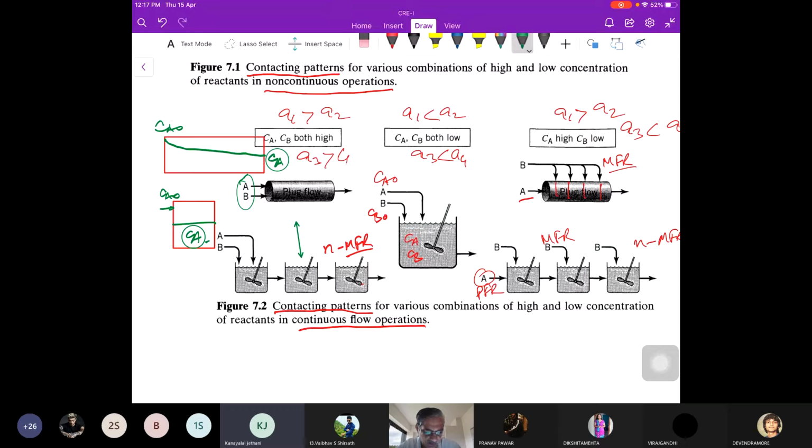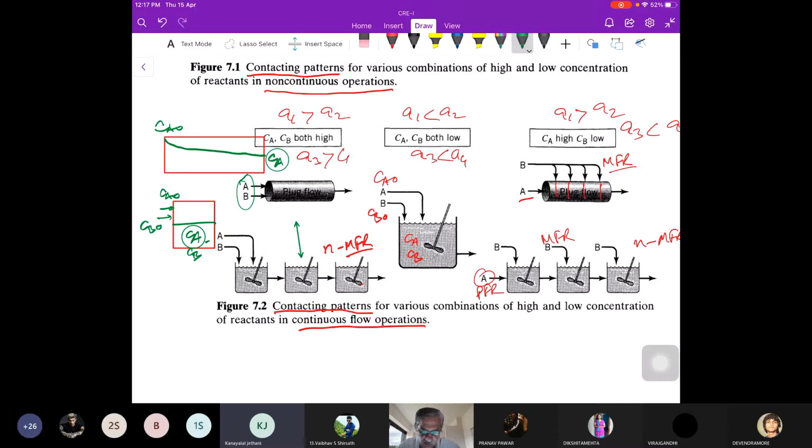Okay. Now if I want both low, A1 is less than A2 and A3 is less than A4, then what I can do is take a mixed flow reactor and add both A and B continuously. तो जैसे भी ऐड करते हैं हम, if I add CA naught, it becomes CA. Similarly CB naught will become CB immediately. So it becomes low.